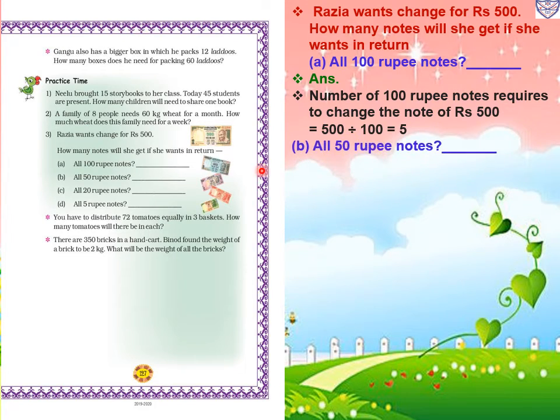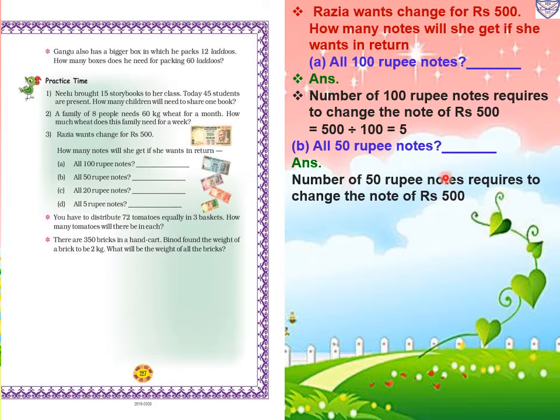Now B, all 50 rupees notes. Now she wants all 50 rupees notes. So how many 50 rupees notes she wants for change of 500? So number of 50 rupees notes required to change the note of rupees 500 equal to 500 divided by 50. So in 50 table when 500 will come, 50 tens. So she required 10 notes of 50.